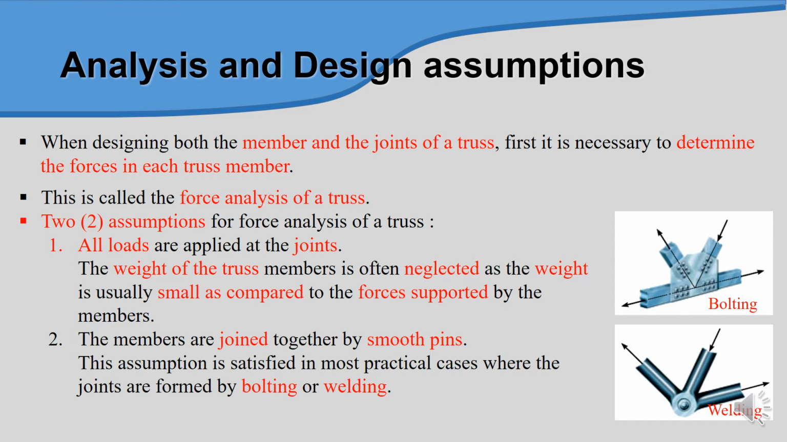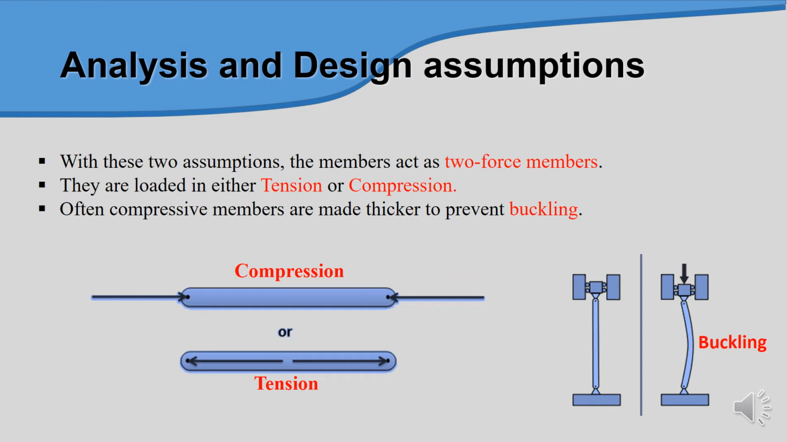So the second one is the members are joined together by smooth pin. This means a smooth pin. This assumption is justified in most practical cases where the joints are formed by bolting and welding, by looking at this picture. Okay, with these two assumptions, the member acts as a two force member.